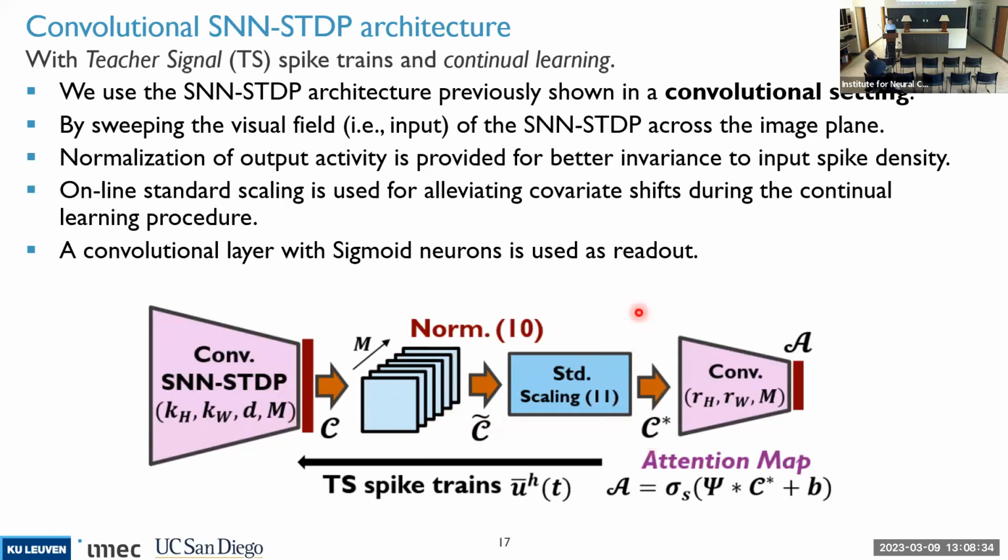And finally, the output of the standard scaling is fed to a convolutional layer, followed by sigmoidal units. Bear in mind that at this stage we have spike rates, converted spike rates. And so the output here must then behave like an attention map. That's what we want. The way we train this model is that we have this drone moving around in an open space for now, with different people walking in front of it.